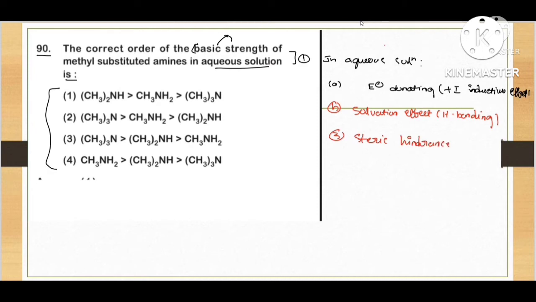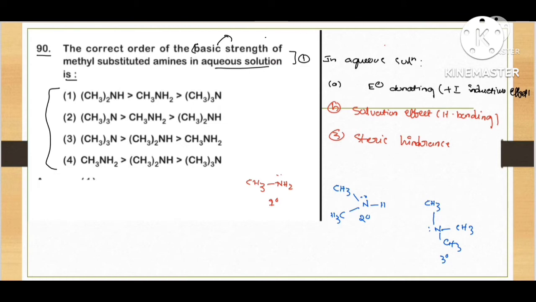Firstly, draw the structures of primary, secondary, and tertiary amines. Here, CH3 bonded to NH2 containing a lone pair of electrons. This is the primary amine. The secondary amine structure is CH3 bonded to nitrogen bonded to hydrogen and CH3, with a lone pair of electrons. This is called secondary amine. The tertiary amine structure is N with a lone pair, bonded to three CH3 groups. This is called tertiary amine.